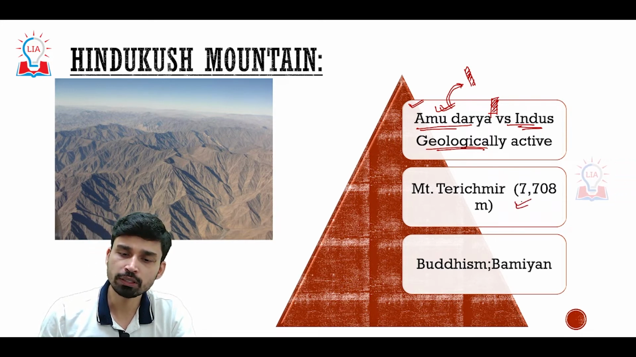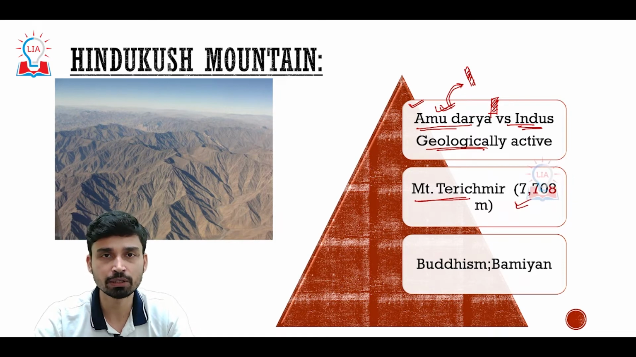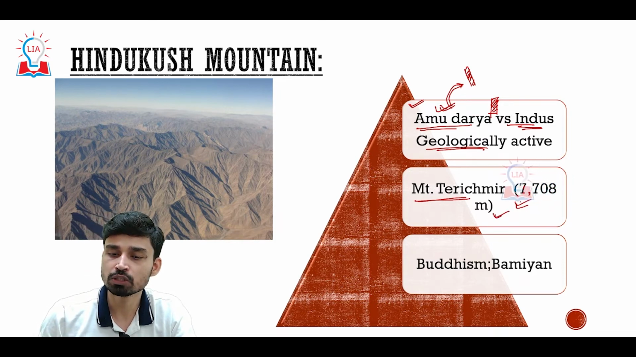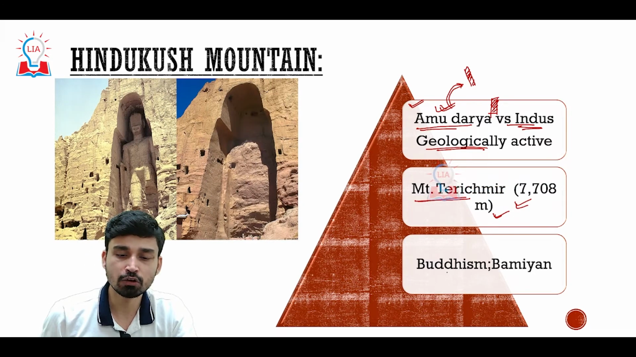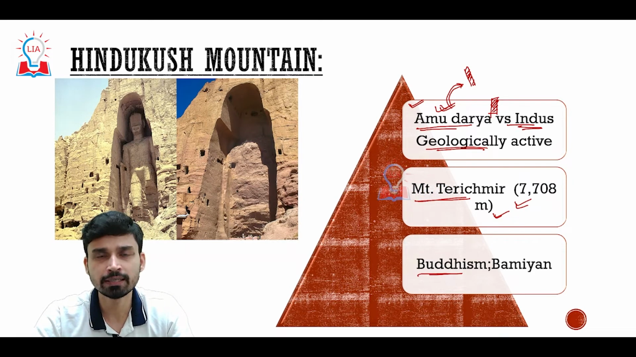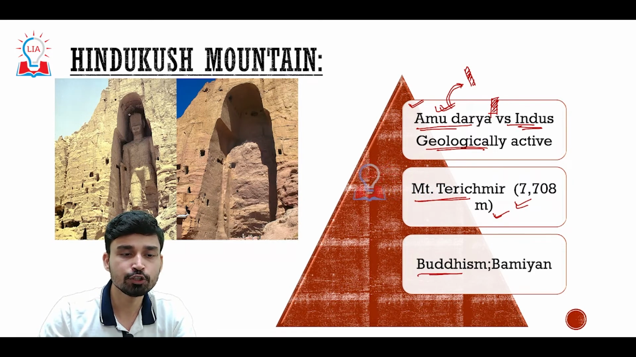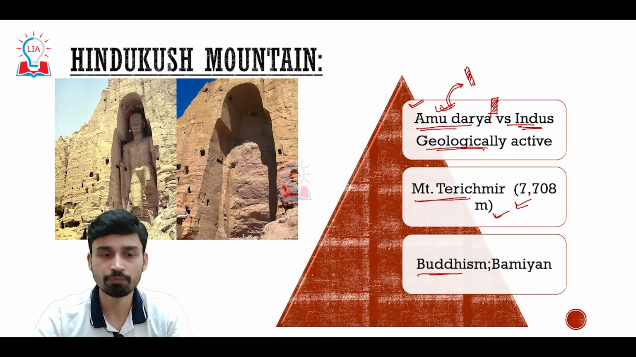If we talk about the highest peak of the Hindukush Mountain, it is believed to be Mount Tirich Mir, which is at an altitude of 7,708 meters. Not only that, the Hindukush Mountain was also believed to be a cradle of Buddhism in earlier times, and the clearest example of that was the statues of the Bamiyan Buddhas, which were carved out in the Hindukush Mountains of Afghanistan.